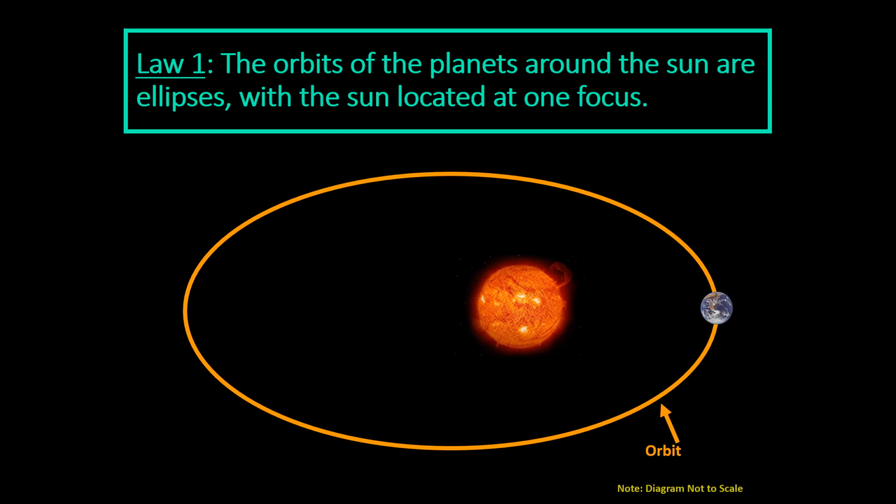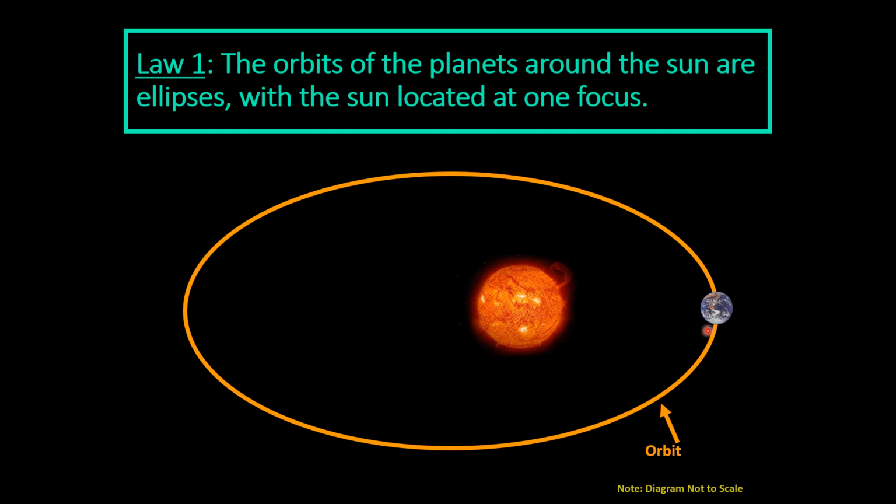And the first law is really not too bad to understand at all. So Kepler's law number 1 says the orbits of the planets around the sun are ellipses with the sun located at one focus. And it doesn't have to be the planets. It could be a moon around a planet. It could be a satellite around another object. But in this case, we're going to focus on the solar system.